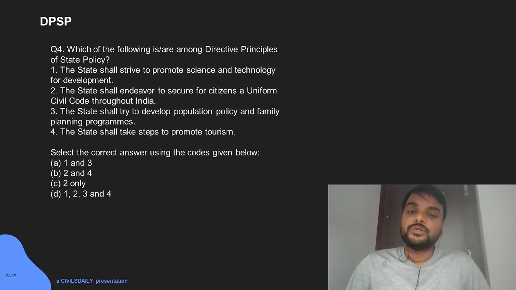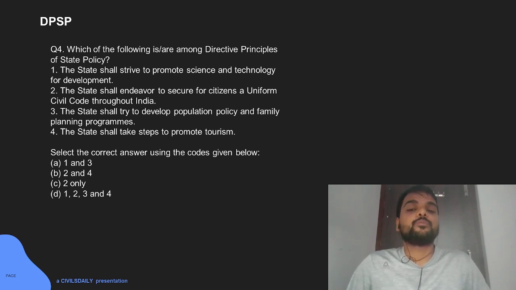The state shall endeavor to secure for citizens a uniform civil code throughout India. This remains too much in the news in polity, and we know that Article 44 provides for the uniform civil code throughout India. This we all remember. So 2 we will include here definitely. States shall try to develop a population policy and family planning programs. We do want the population to be low so that optimum development comes to everyone else. But it is not included in the DPSP. It was even one of the things recommended for the fundamental duties, which will come later.